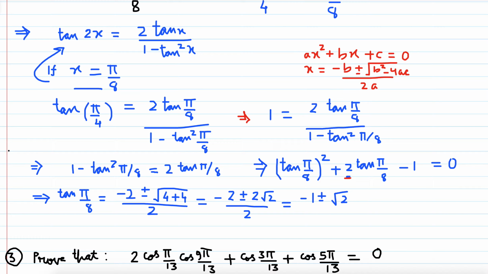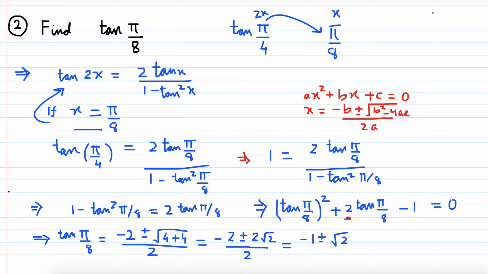Now pi by 8, where does pi by 8 lie, in which quadrant? So this is pi by 2, this is 0, this will be pi by 4, and this value will be pi by 8. So it lies in first quadrant, and we know that in first quadrant the value of all trigonometric functions are positive. So tan pi by 8 has to be positive. So if we pick this negative sign, this becomes minus 1 minus root 2, which will be negative. So we will pick positive value.